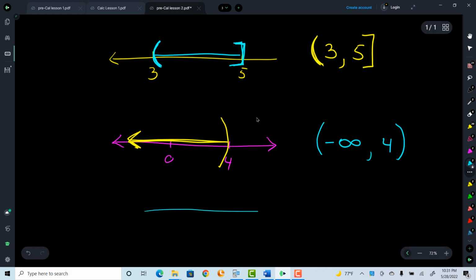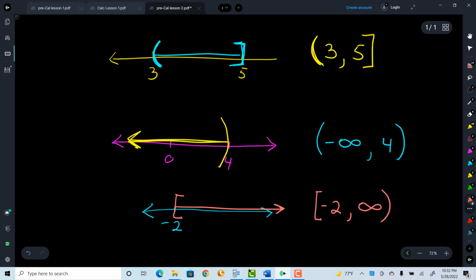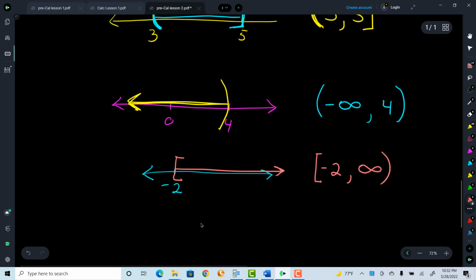Okay, one more. So we're going to put a bracket here. Okay, what's that going to be in interval notation? So this is everything greater than or equal to -2 to infinity. That would be our solution in interval notation. Okay, one more example.